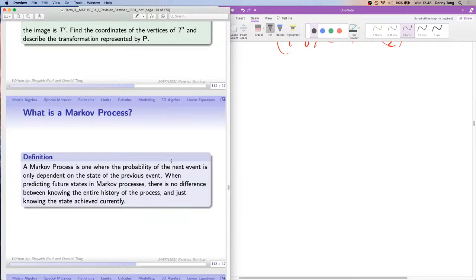So what is a Markov process? A Markov process is one where the probability of the next event is only dependent on the state of the previous event. And by previous, we mean the most recent previous one. When predicting future states in Markov processes, there is no difference between knowing the entire history of the process and just knowing the state achieved currently.